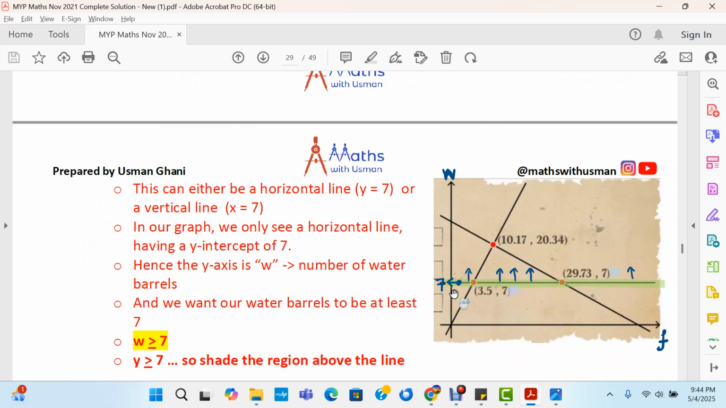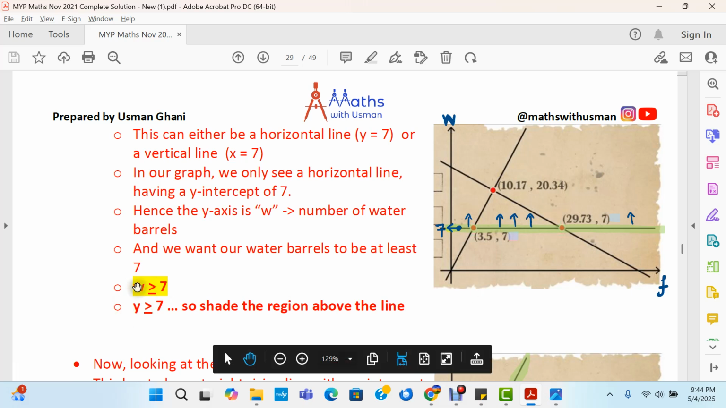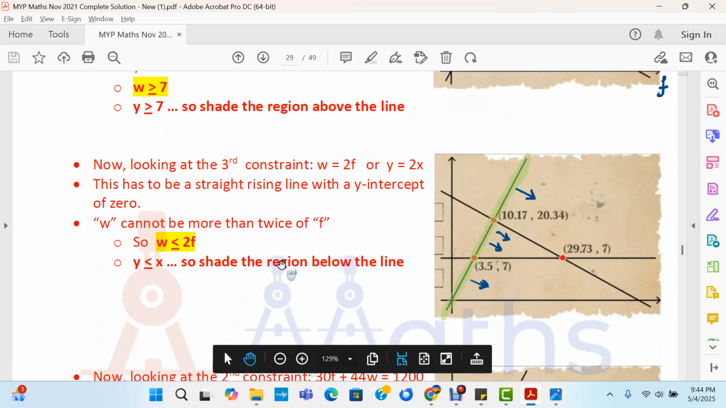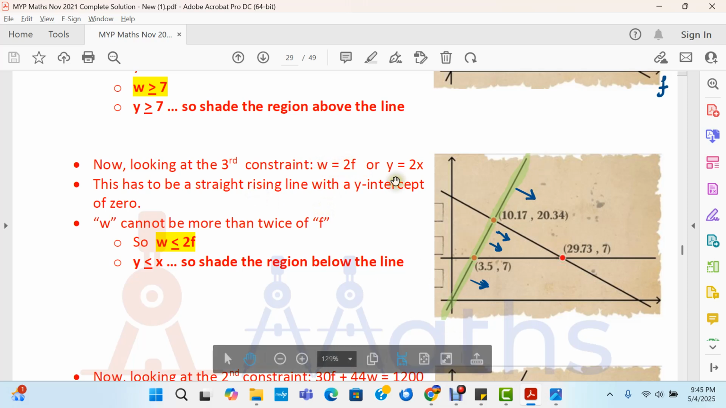Done. Now looking at the other constraints, now when I need to be above this, in my head I have placed these arrows so that I know what I'm going to do, and this is the option that I choose. Water barrels need to be greater than or equal to 7. Now look at the second constraint, which is the third one, which is W equals 2F. The water barrels can be at most twice the food barrels, as they say. So this has to be a straight line with the y-intercept of 0, because y equals 2x, W equals 2F.